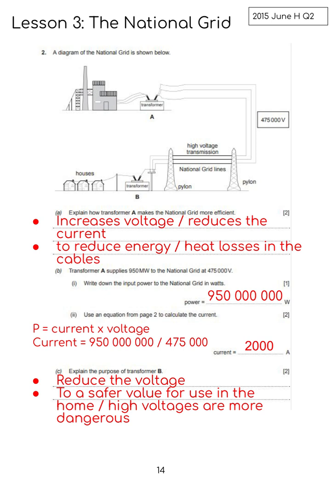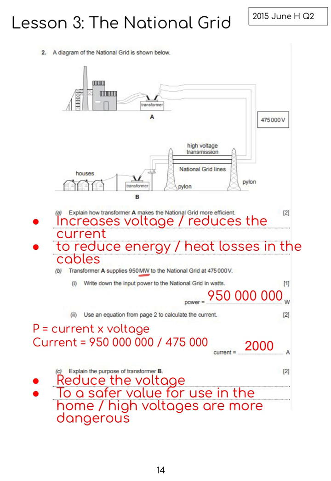Then on to the national grid in lesson 3. So the first part says explain how transformer A makes the national grid more efficient. So to get the first mark, you need to say it increases the voltage and decreases the current. And for the next mark, you need to say this is because it reduces energy losses or heat losses in the cables. Part B, transformer A supplies 950 megawatts to the national grid.